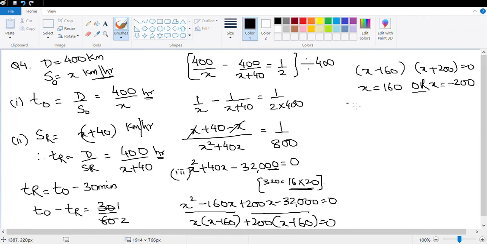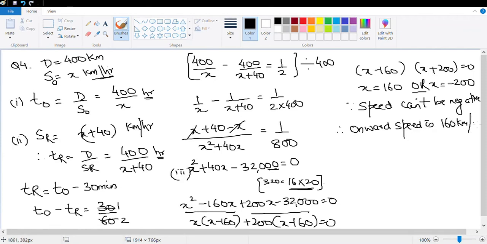So since speed can't be negative, writing this is mandatory. You just can't cancel it and assume that your teacher will understand why you've cancelled. This line is required. Therefore, onward speed is 160 kilometer per hour. Let's see what they want me to find. Find the value. So I found the value of x. Let's move on to the next question.